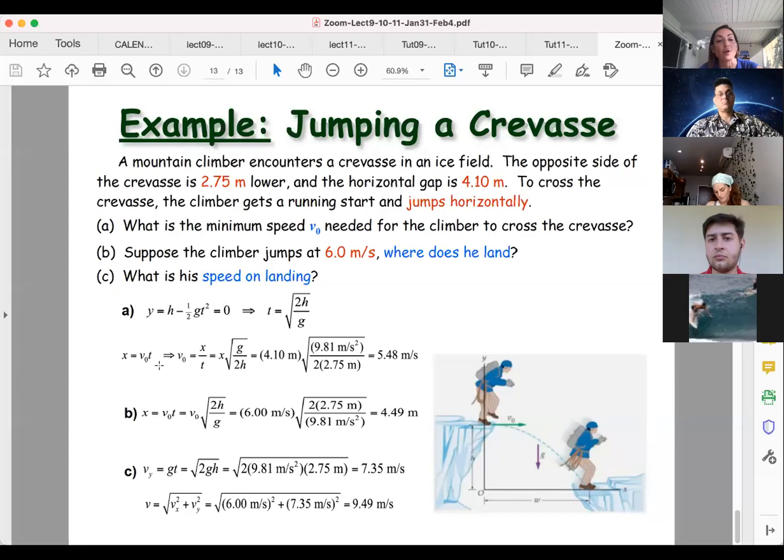Now we are looking for instead the velocity. So to find V0, I have to write the equation for the x-axis. And the x-axis is x equal V0 t, which means that V0 is equal to x divided by t. I substitute t with what I found before. And if I substitute all the numbers, I'm going to have 5.48 meters per second, which is the initial velocity. Okay.